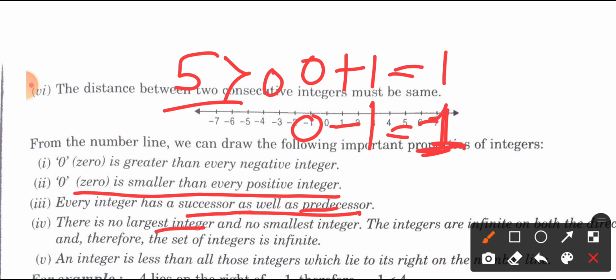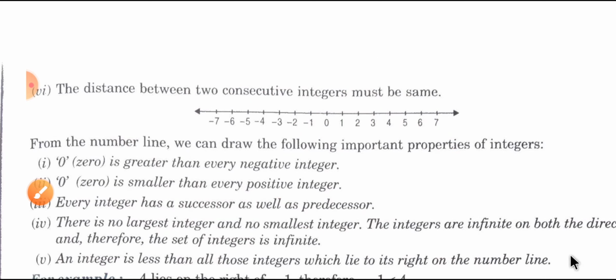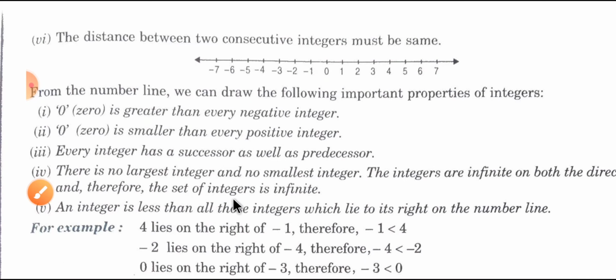There is no largest integer and there is no smallest integer. The integers are infinite in both directions. Therefore we can say that the set of integers is infinite. Infinite means you cannot write all the numbers; it will go till infinity in both directions.